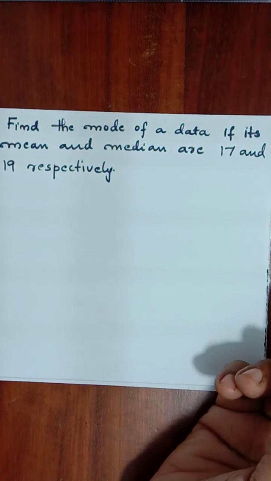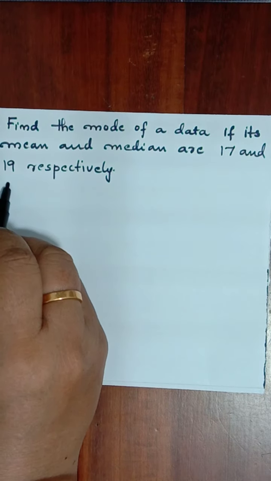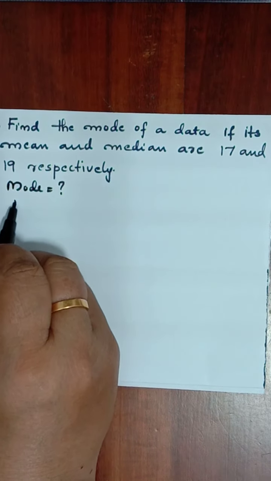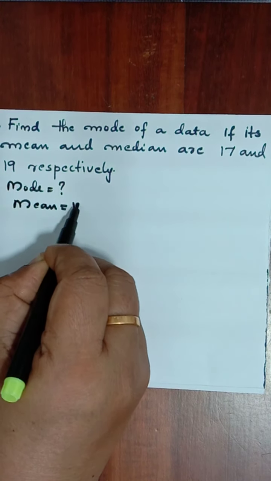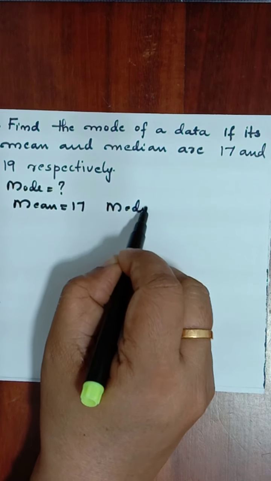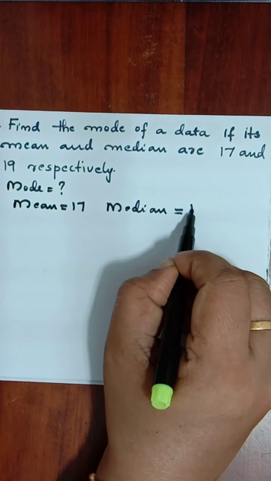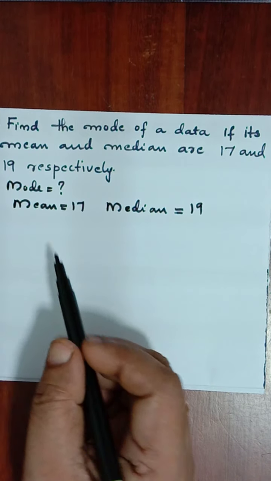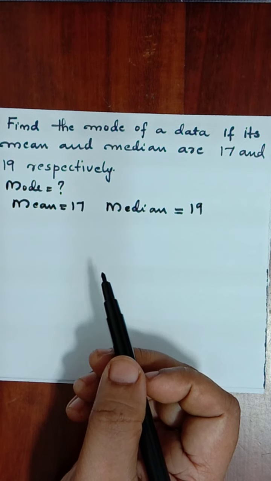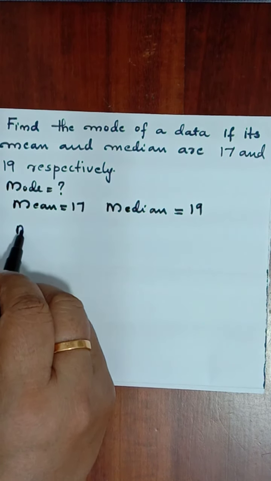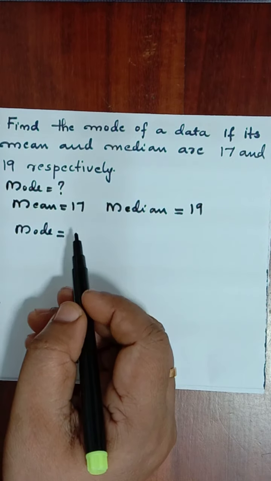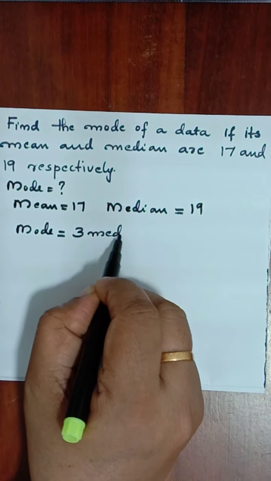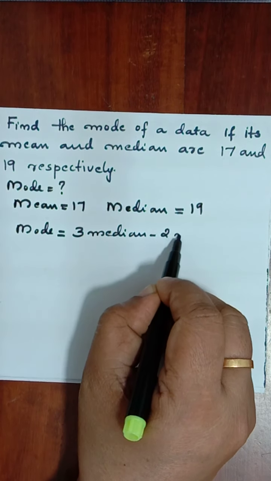Let us see the third question. Find the mode of the data. We have to find the mode of the data if its mean and median are 17 and 19 respectively. So what is the connection between these three? Do you remember the empirical formula? What is the empirical formula? Mode is equal to 3 median minus 2 mean.